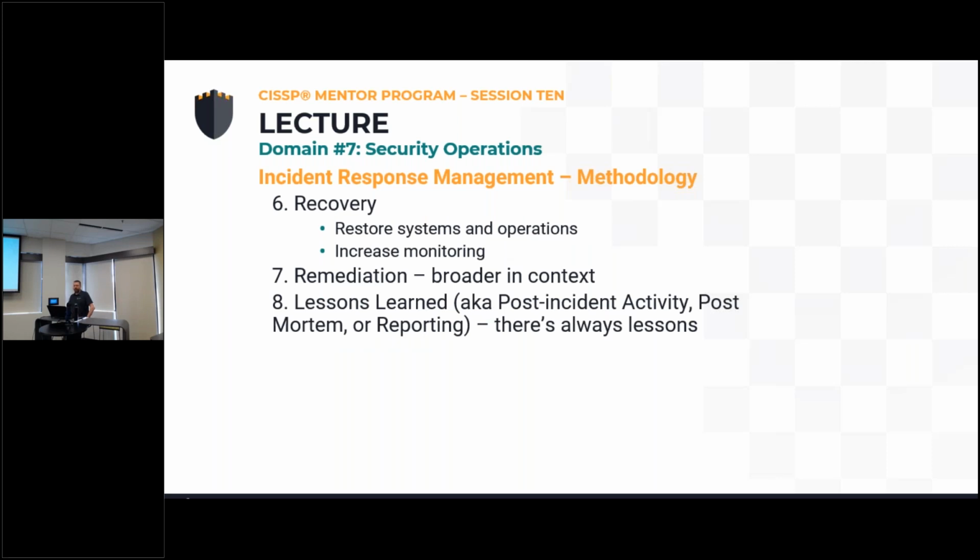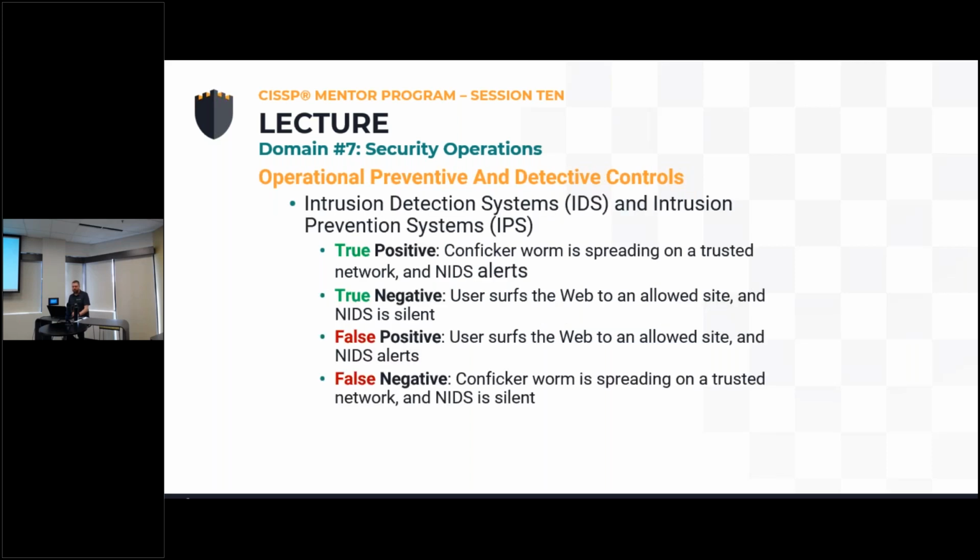And then recovery is bringing things back into production. Again, restoring it, and always increase monitoring on any system that's been infected for a period of time afterwards. Remediation, fixing those larger, broader context, and then make sure you always do your lessons learned. So, in case you can't tell, really important going through this.